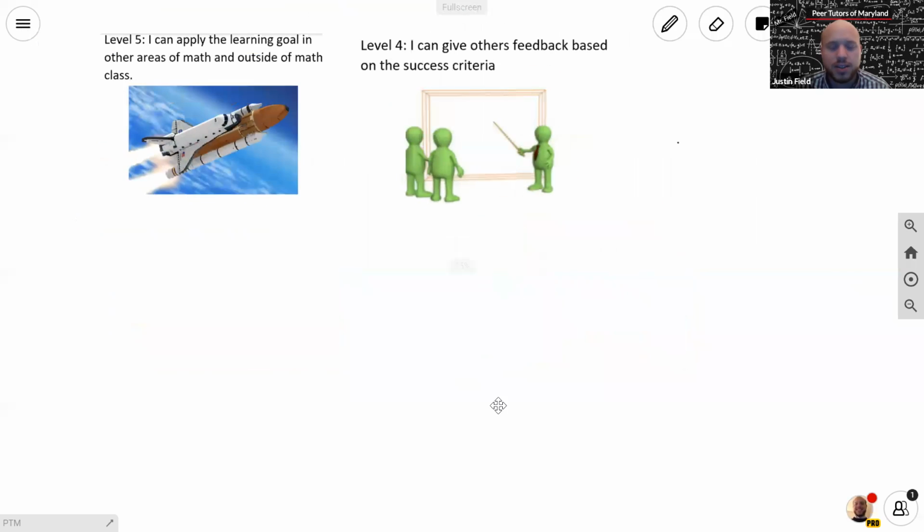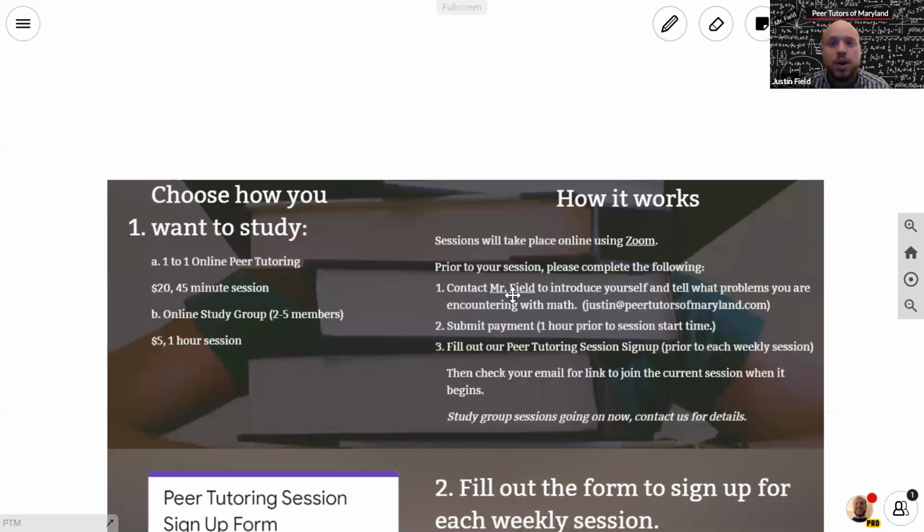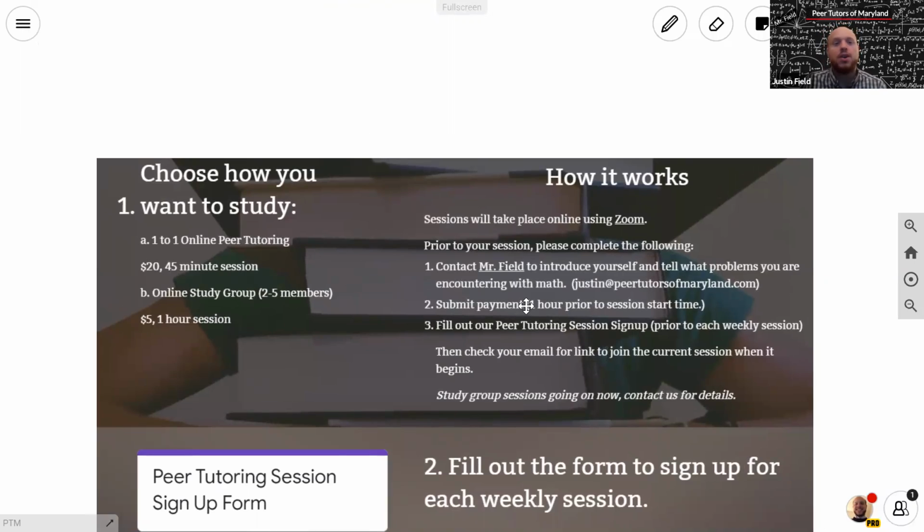So how is the system going to work? Well, when you get to Peer Tutors of Maryland, all you got to do is choose how you want to study. Do you want that one-on-one online tutoring session? That's $20 for 45 minutes. Or you can log in and join an online study group. That'd be 2 to 5 members working on the same thing or similar topic, asking each other questions and raising their hand to ask a peer tutor or me questions when they arise. And all sessions take place using Zoom.